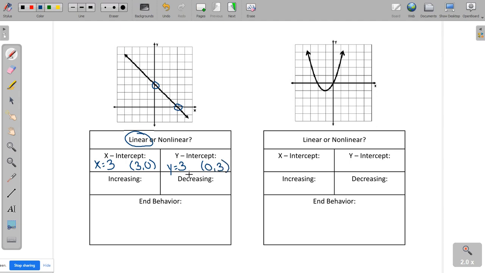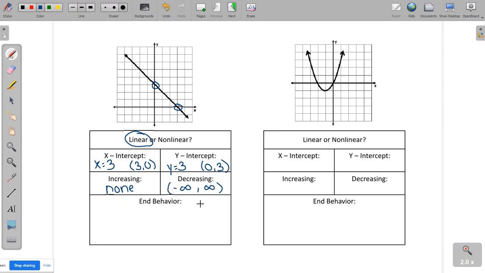Now for increasing. Let's look at this graph from left to right. Are there any points of this graph where it's increasing in value for the y? There's not, so there's none. Now decreasing, if we go from left to right, this graph is going down, so that's decreasing. So we have an arrow, so it's going to be decreasing from negative infinity of our x all the way to positive infinity.